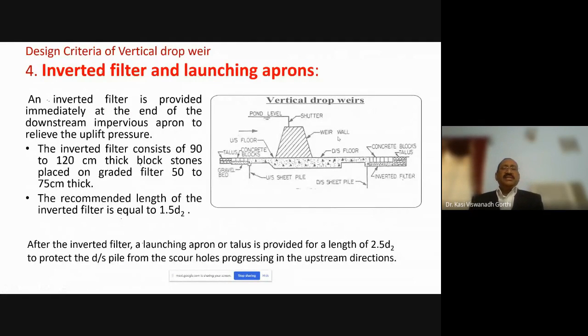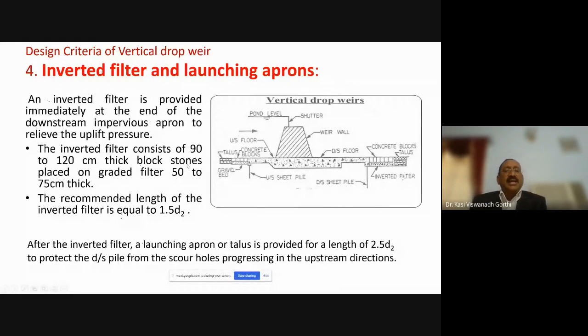So fixing the length of the inverted filter as well as the launching apron is our fourth step. The inverted filter is provided immediately at the end of the downstream impervious apron to relieve the uplift pressure. The recommended length of this inverted filter will be 1.5 times D2. If D2 is the depth of downstream cutoff which is known, the length would be equal to 1.5 times D2.